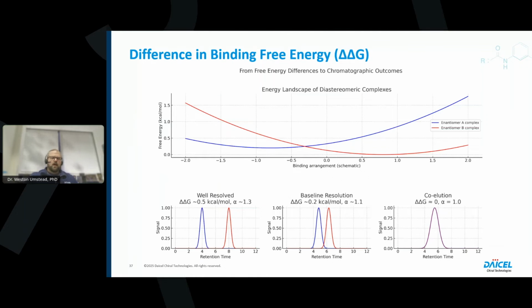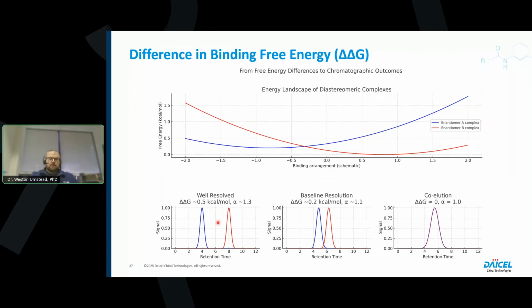If we want to look at it from a binding curve example here, you've got a complex A in blue and a complex B in red. Out on the very fringes or the very far edges of this binding curve, you're going to have a double delta G Gibbs free energy difference that is much greater than 0.2 kcals per mole.